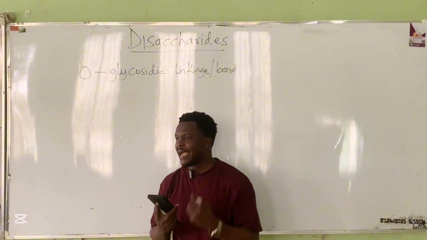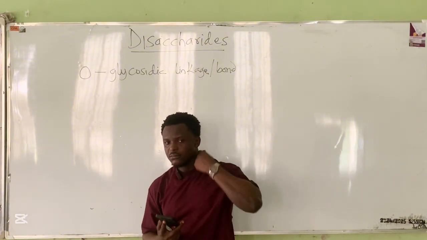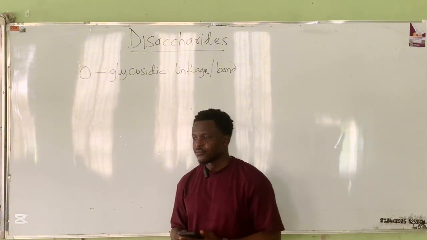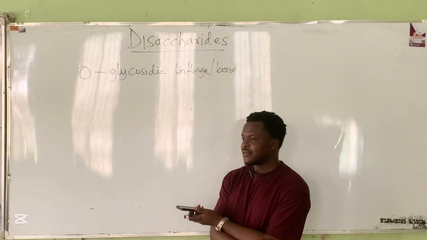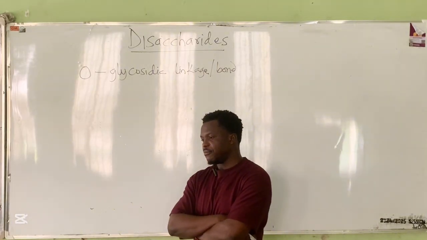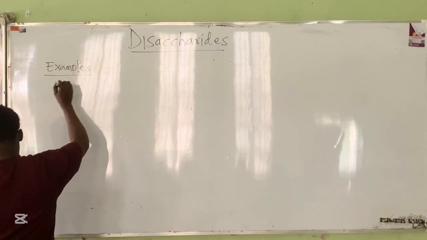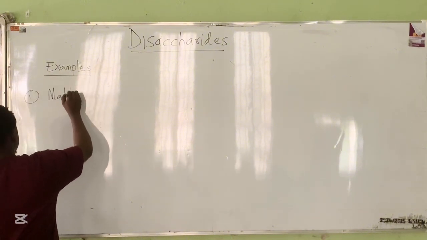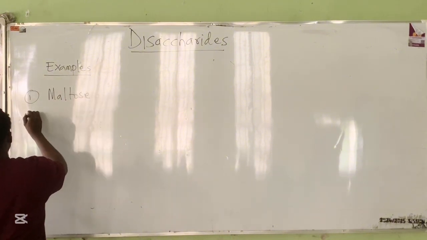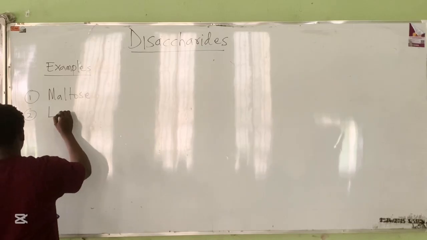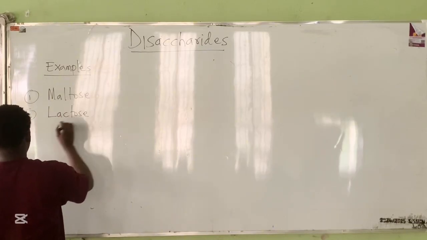Disaccharides can be hydrolyzed into simpler units. Examples, let's start with maltose, lactose.